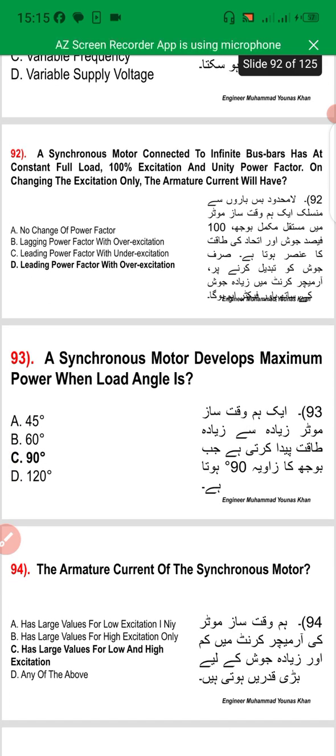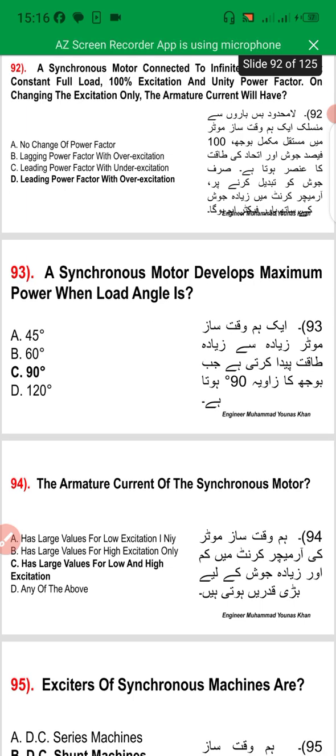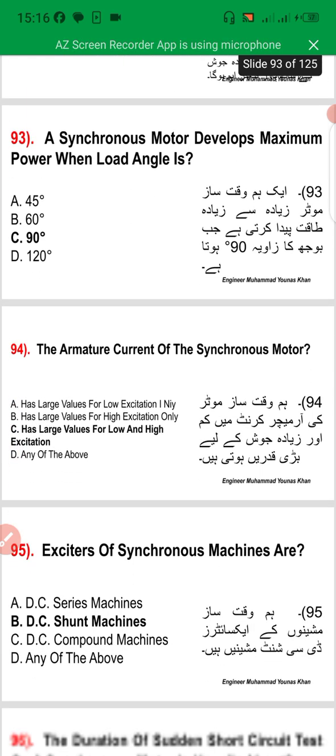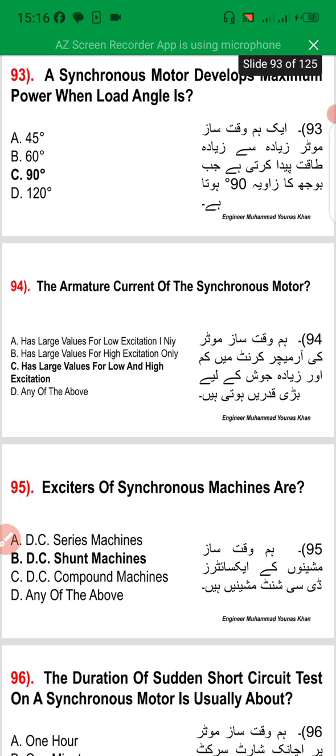A synchronous motor connected to infinite bus bars has constant full load, so percent excitation and unity power factor unchanging the excitation only. The armature current will have leading power factor with overexcitation. A synchronous motor develops a maximum power when load angle is 90 degrees.